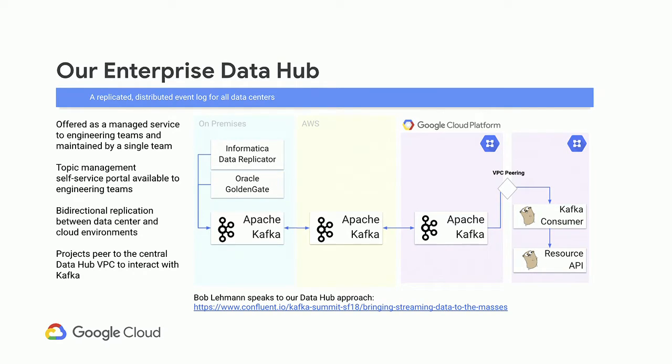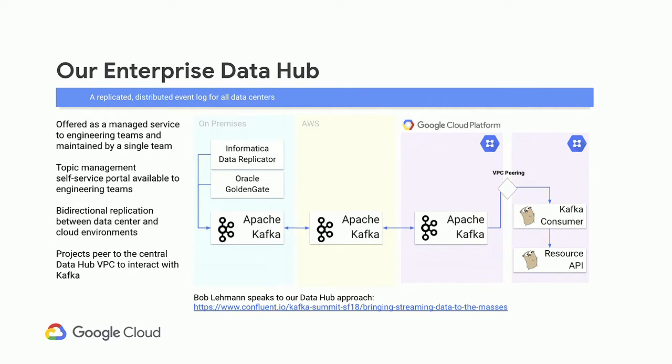That product takes care of bidirectional replication between our different cloud environments, right? So we have a Kafka cluster on-prem, we have a Kafka cluster in AWS, we have a Kafka cluster in GCP. And Data Hub takes care of moving that data in and out of those environments for us.